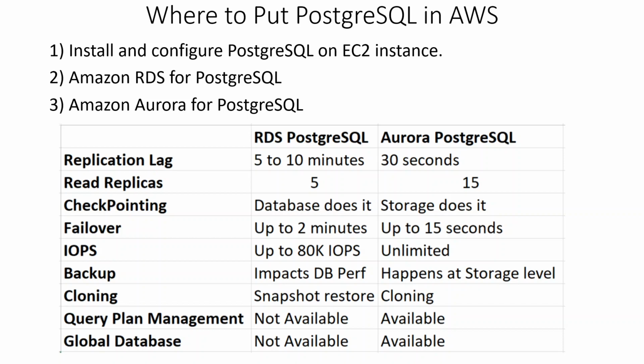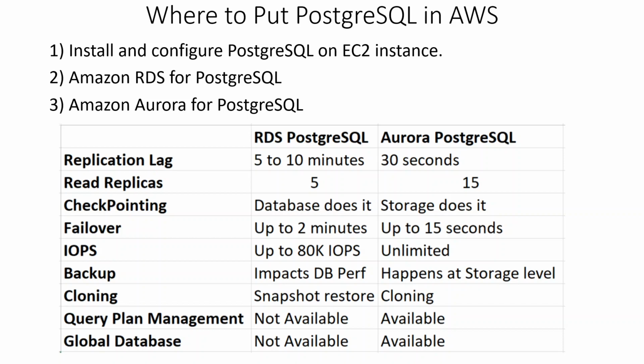Then there is a feature called query plan management. It's not available in RDS, but it comes very handy in Aurora Postgres. With this feature, you can control how and when query execution plans change. Another cool thing about Aurora Postgres is the concept of global database. A single Aurora database can span across multiple regions to enable fast local reads and quick disaster recovery. And it's not available in RDS Postgres.